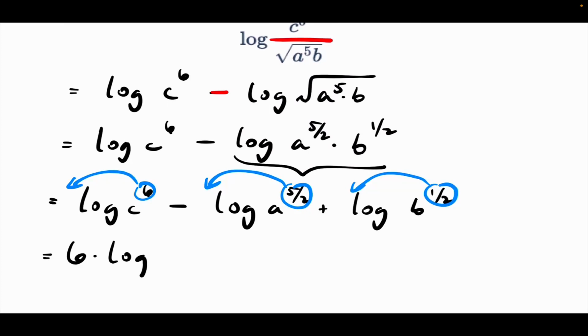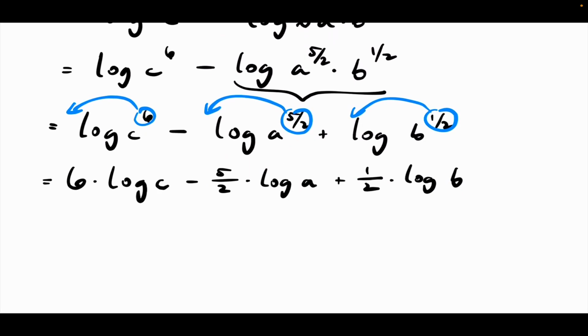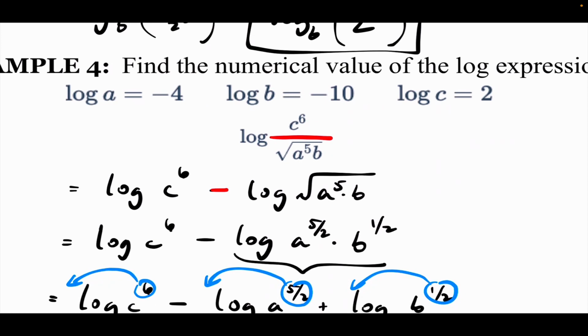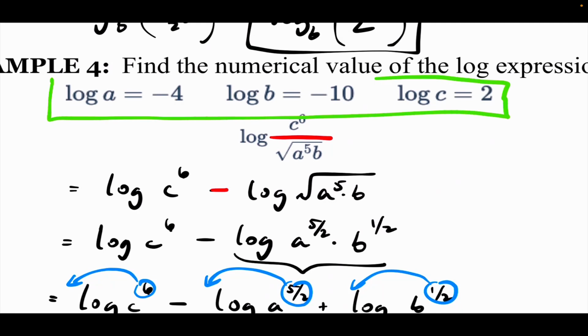Six times log of C. 5/2 times log of A. 1/2 times log of B. That's where I'd stopped earlier. This is where we come into those things I crossed out earlier. Each one of those represents a number. So every time, now that we've simplified it, every time I see a log of A, I'm going to write a -4 in its place.